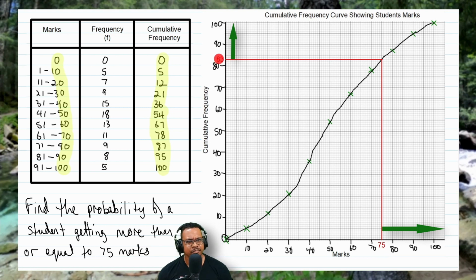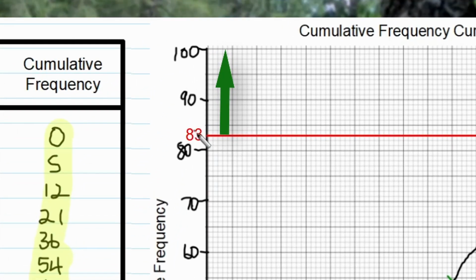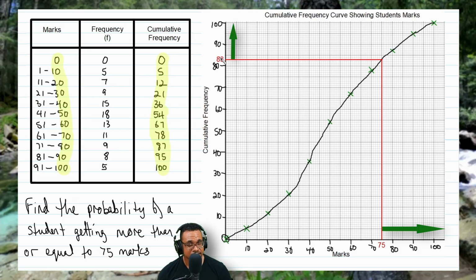So what does this 83 being here mean? So under here being from 0 to 83 means 82 students got under 75 marks. And from the 83rd student to the 100th student got 75 and above. So if we say 100 take away 83, we get 17 students. So 17 students got 75 marks and above.